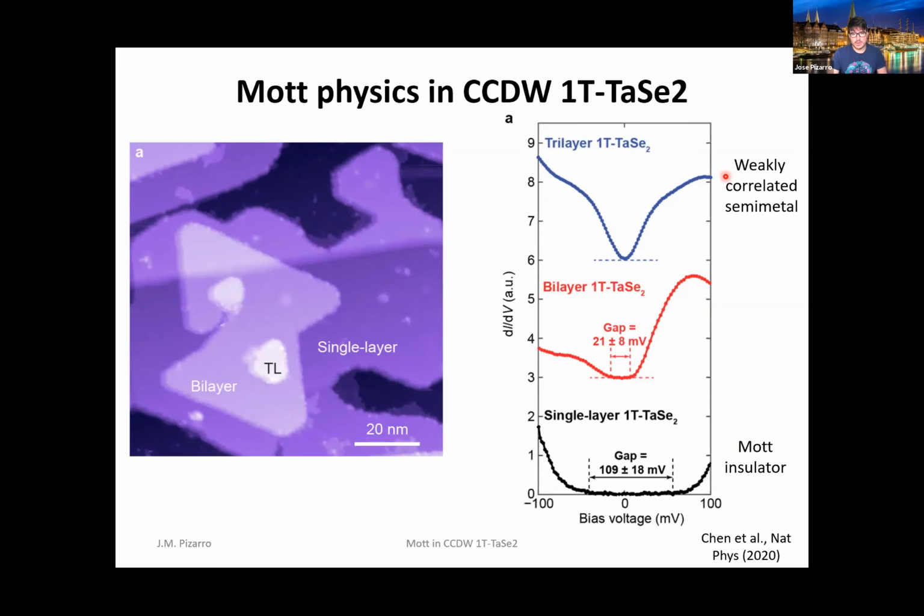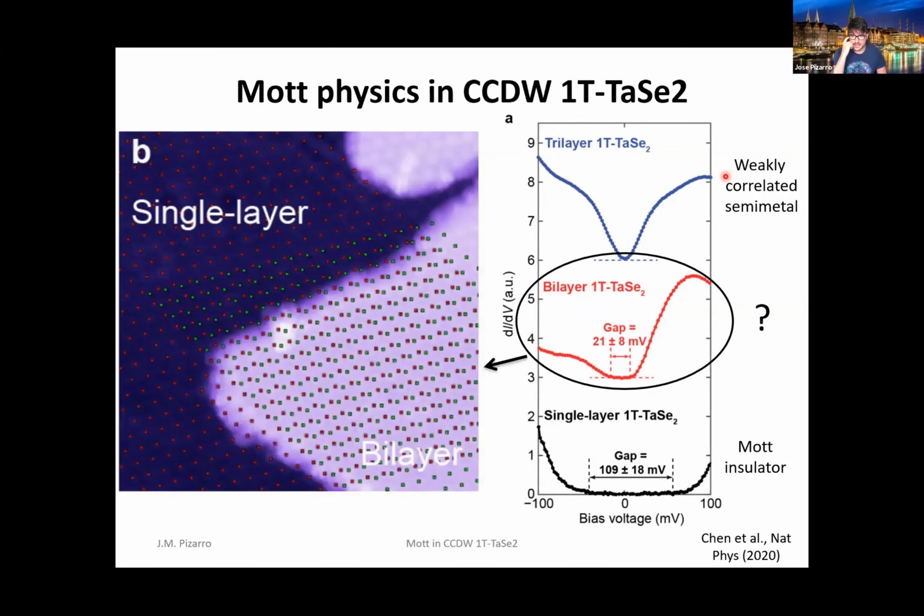When we took a look at this, we thought, okay, what's happening in this middle case? This bilayer seems to show a small gap, yet not as large as the monolayer limit. That means that correlations are still present, but not that important. And then because of the arrangement, here in this picture, the red dots and the green dots are the centers of this Star of David.